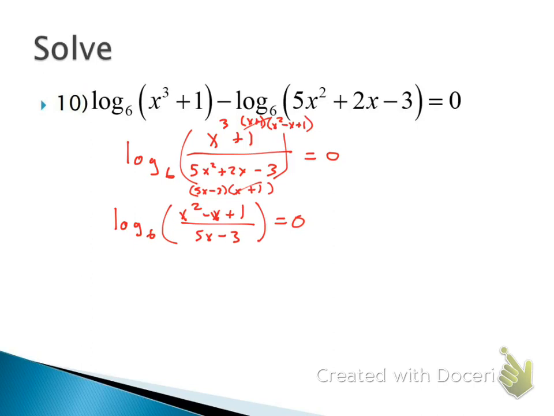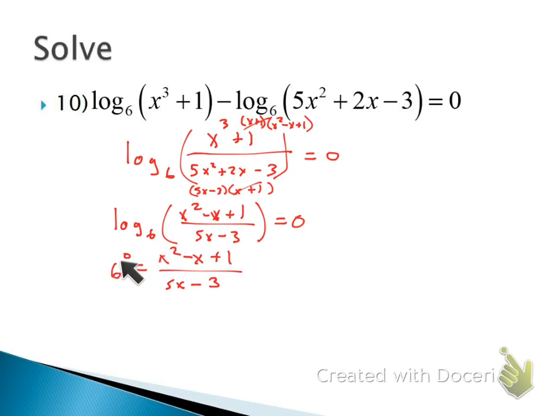Moxie, what do you think we should do? You have no idea? I can't solve it in log form. You would write it as 6 to the power of 0 equal to x squared minus x plus 1 over 5x minus 3. Good. Okay, I thought you said you had no clue. Is everybody okay with that?